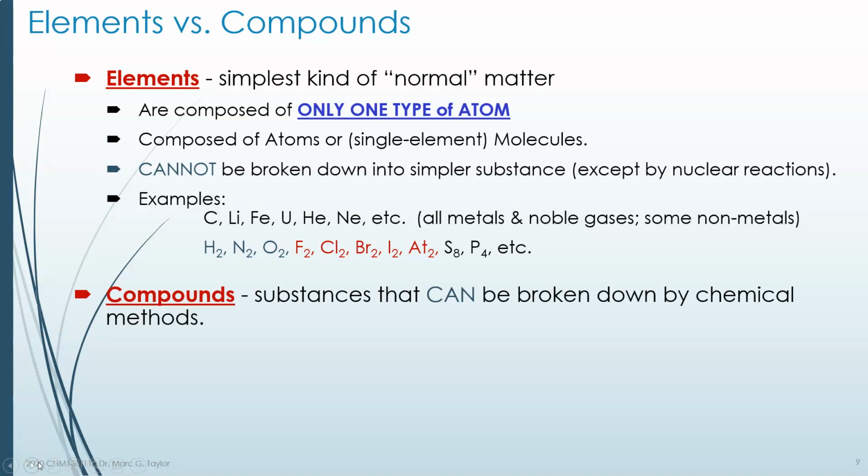Now, compounds are called compounds because they are compounded between 2 or more elements. So you have to see at least 2 symbols in the formula for them to be a compound. And these substances can only be broken down by chemical means. In other words, you can't separate hydrogen from oxygen in H2O, water, unless you chemically break down the water itself.